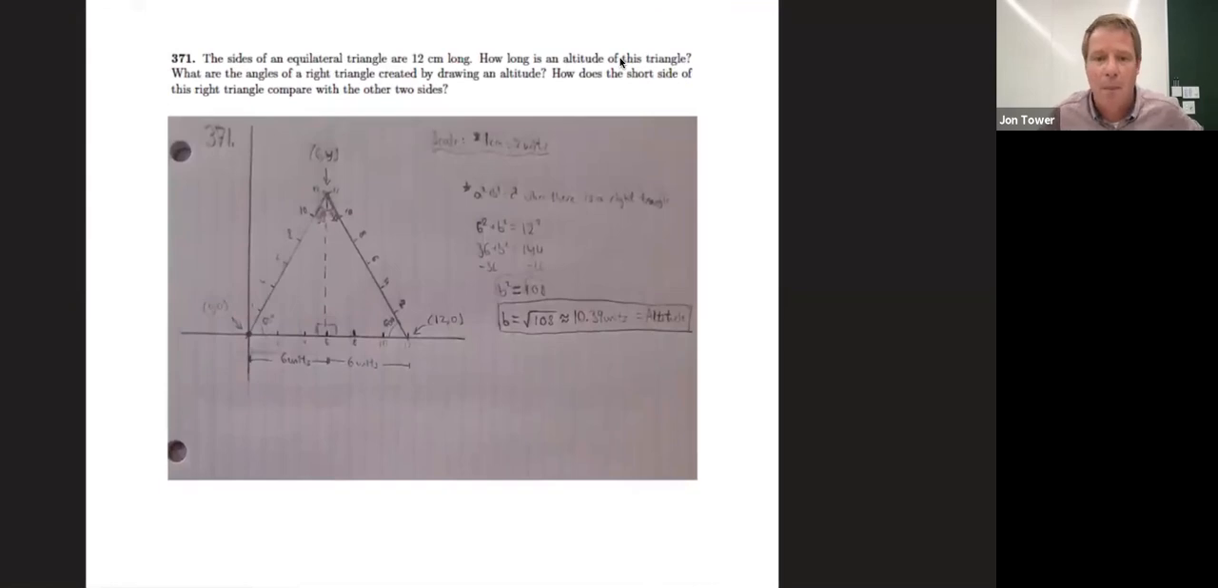Which is 371. I'm sorry, you want me to read off the problem first, right? Yeah, that'd be great. All right, so 371 says the sides of an equilateral triangle are 12 centimeters long. How long is an altitude of this triangle? What are the angles of a right triangle created by drawing an altitude? How does the short side of this right triangle compare with the other two sides?